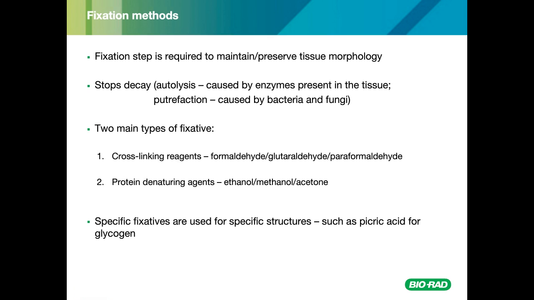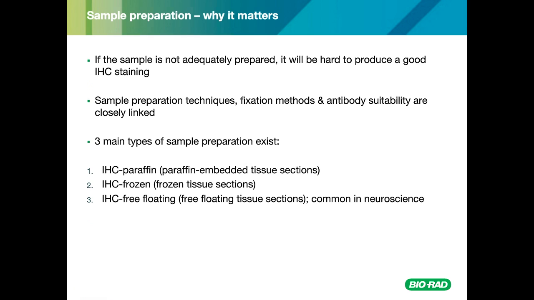2 main types of fixatives are used in the laboratory, and I'm sure many of you have come across these. The first type are cross-linking reagents such as formaldehyde, glutaraldehyde, and paraformaldehyde. And the second type are protein denaturing agents such as ethanol, methanol, and acetone. The morphology of certain structures is best maintained with a dedicated fixative, such as picric acid in the case of glycogen. But why does the fixative type and the sample preparation method matter?